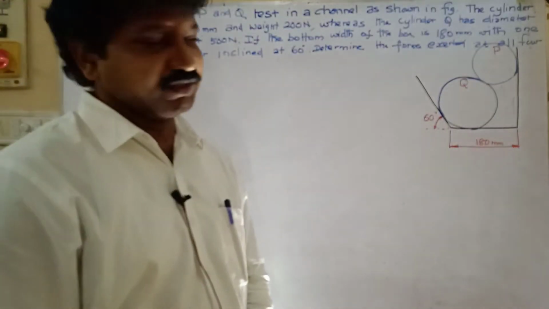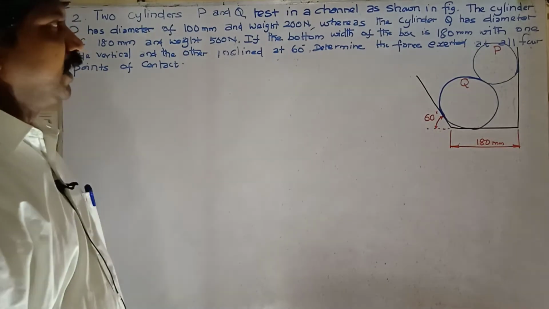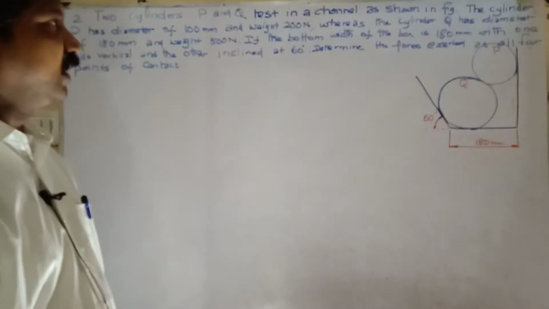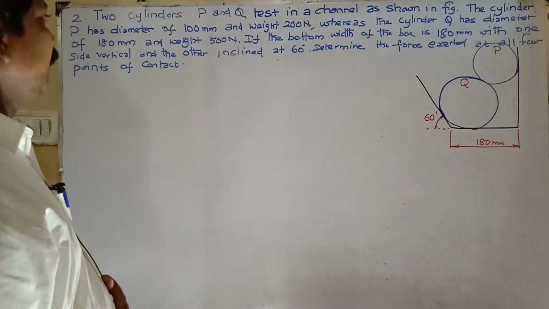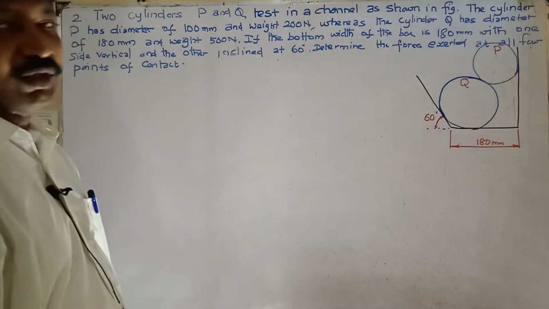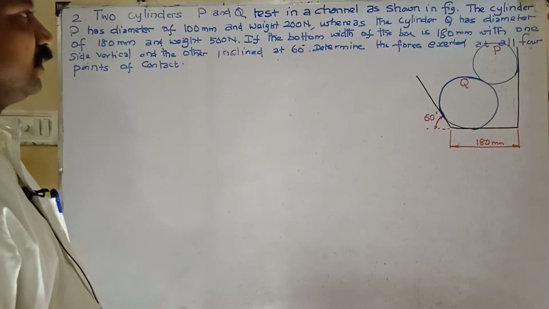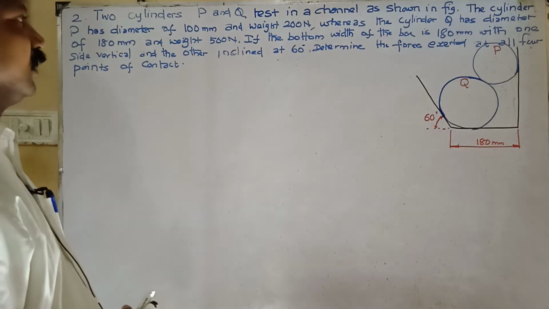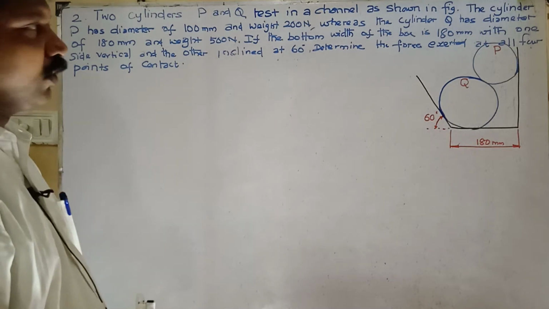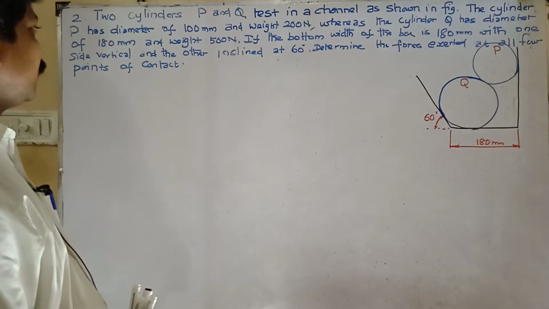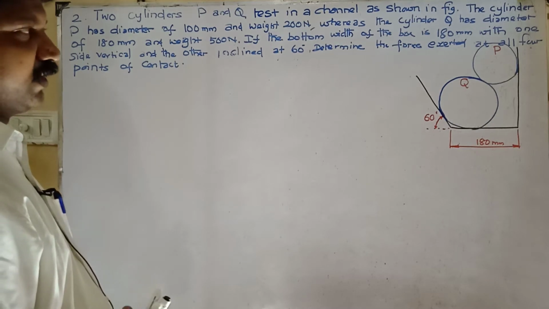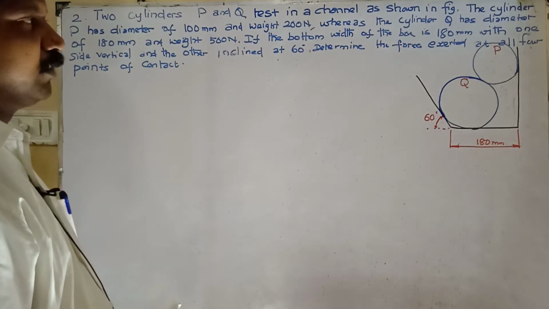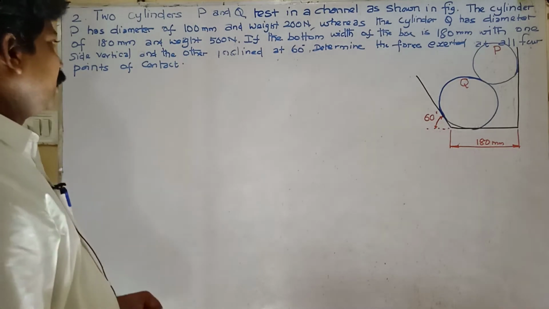Now we are going to solve one more problem in equilibrium of rigid bodies. Two cylinders P and Q rest in a channel as shown in the figure. The cylinder P has a diameter of 100 mm and weight 200 Newton. Similarly, the cylinder Q has a diameter of 180 mm and weight 500 Newton. The bottom width of the box is 180 mm, with one side vertical and the other inclined at 60 degrees. Determine the force exerted at all the 4 points of contact.